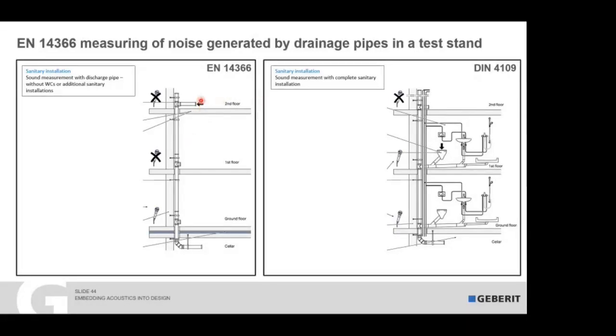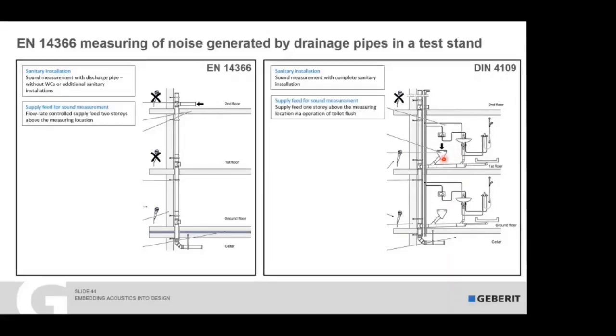And for the measuring, you see when they measure here, the feed-in of the water is 2 floors above the measuring location. So this diagonal measuring, which is considered in the standard, is not reflected in this test. What we do here in our laboratory is we always have the room diagonally above. Of course, we measure all the rooms around, and this is a realistic measurement which applies to a real building site. So here you see supply feed 1 story above the measuring location via operation of the toilet flush, and here controlled supply feed 2 stories above the measuring location.